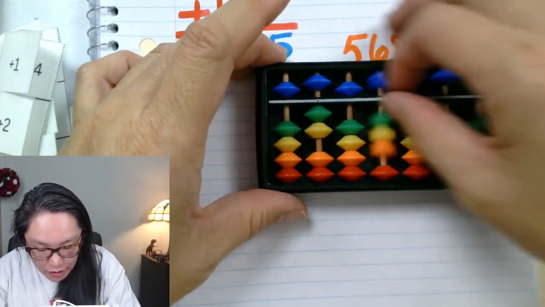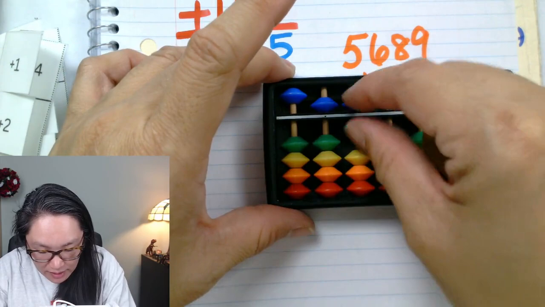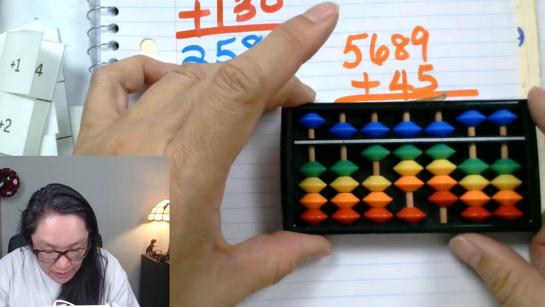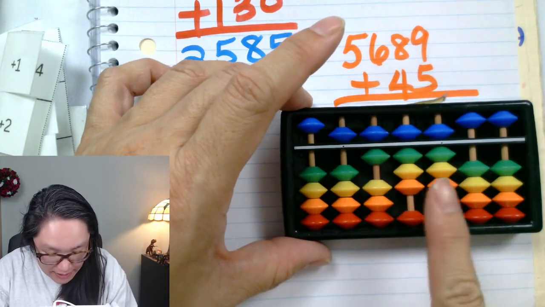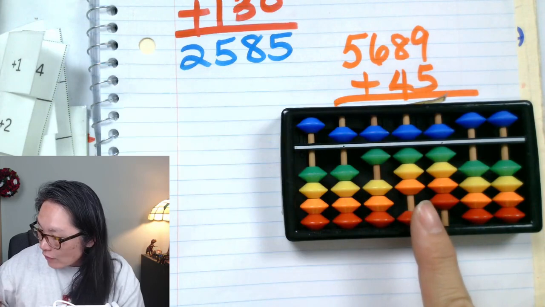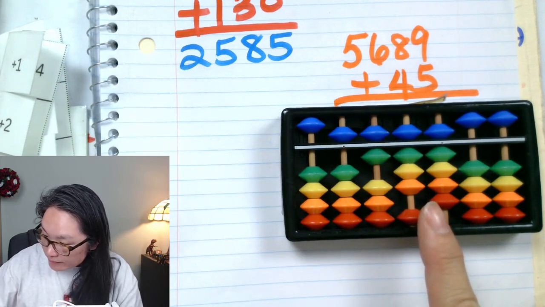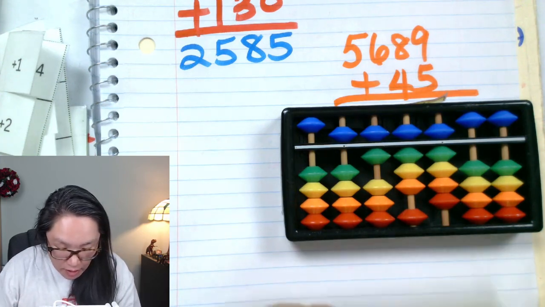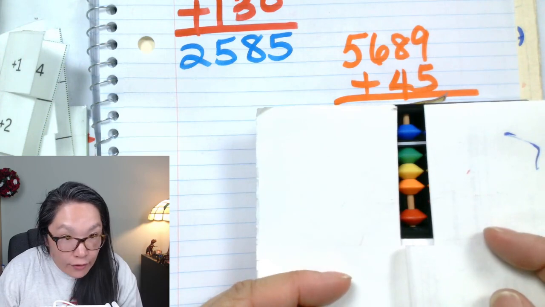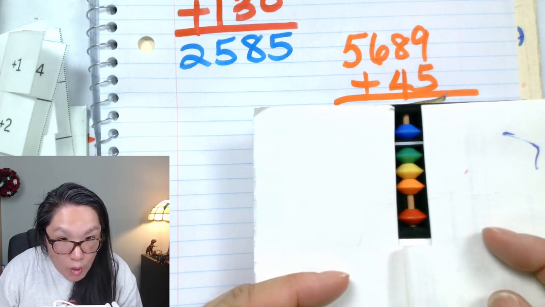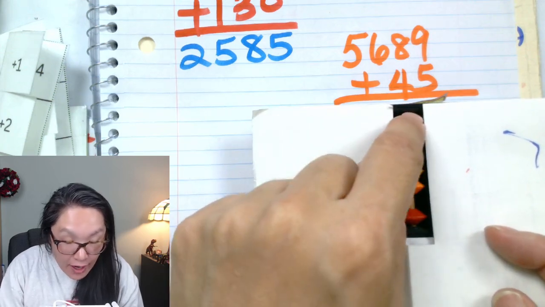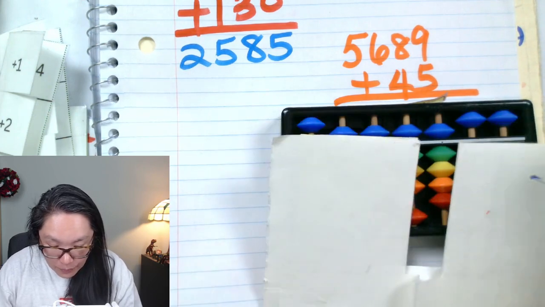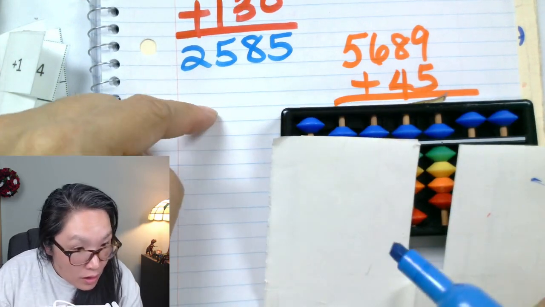So the first thing we're going to do is put 5,689, and then we're going to add the 4. We add the 4 to this one over here. Can we add the 4? Can I add a 4? No, I can't. Can I add a 5? No, I can't. So what do I do? Plus the 4.